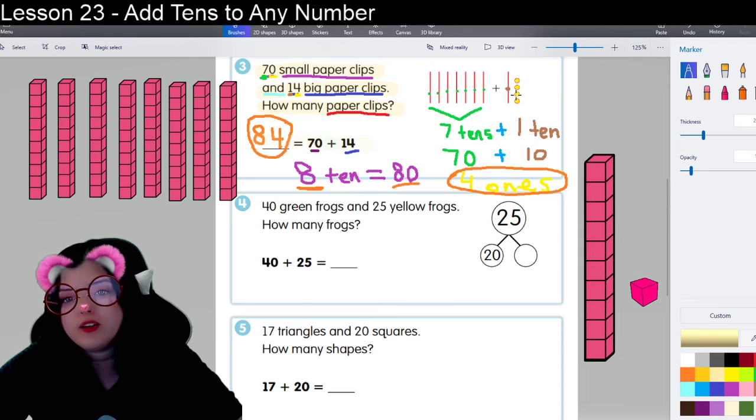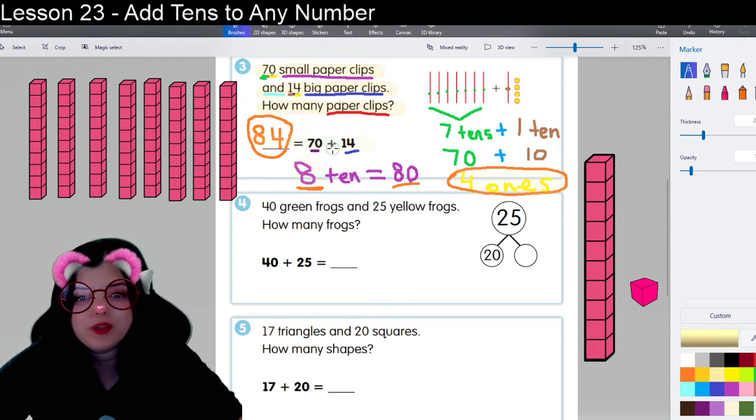We know by breaking our number into our tens and ones, we were able to add our tens together first. So 7 plus 1 made 8. And then we added our ones, and 70 had 0 ones and 14 had 4 ones. So we had only 4 ones. So 80 plus 4 made 84, which means 70 plus 14 is 84, or 84 is 70 plus 14.